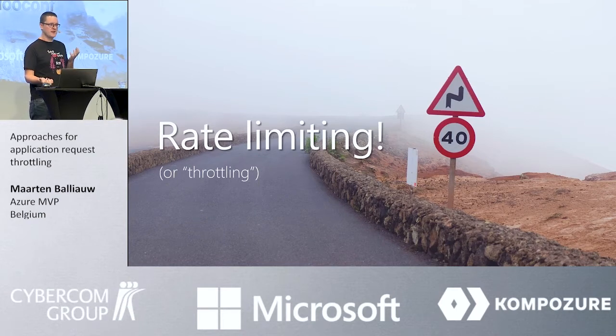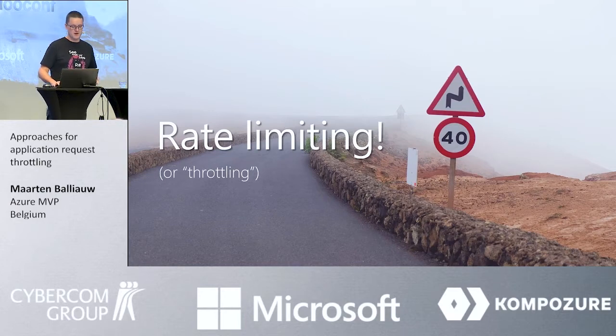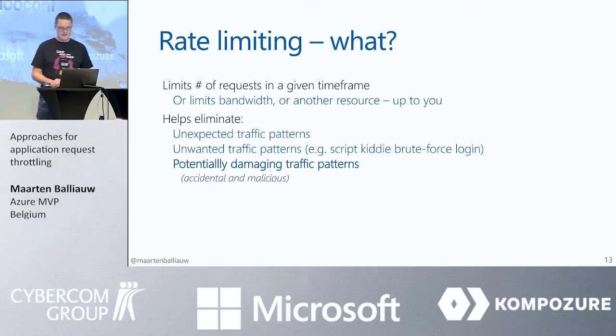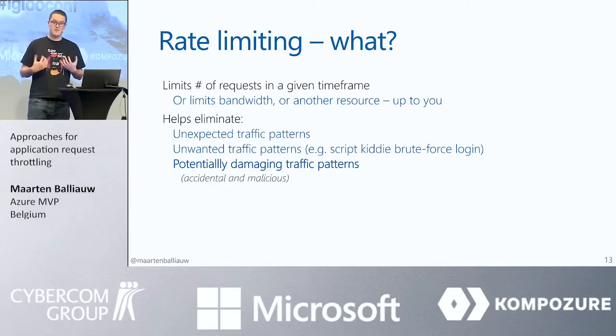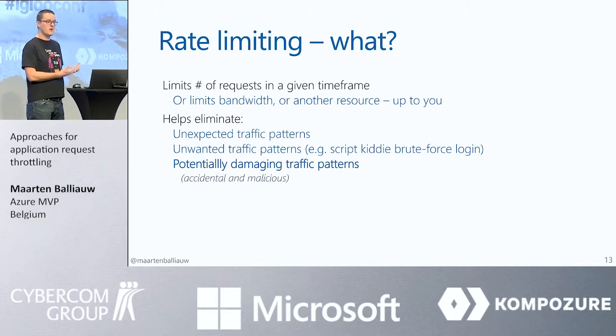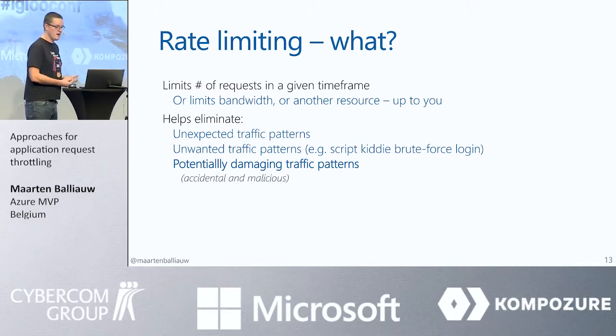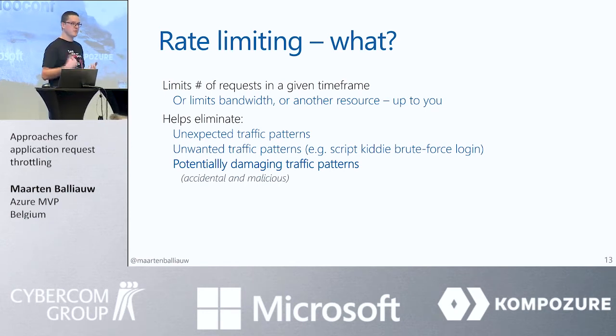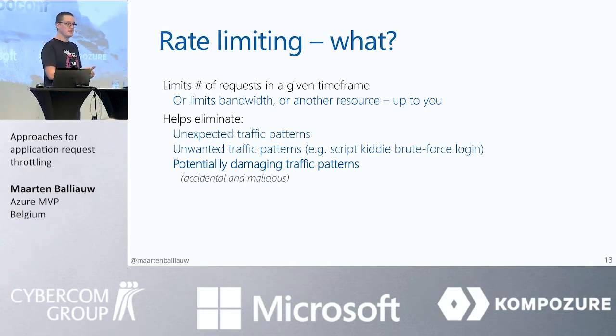I may use rate limiting, I may use throttling. Those two are typically used in the same context. Rate limiting is typically limiting the number of incoming requests in a given time frame. That means whenever there's a bunch of requests coming in, you start limiting and saying, okay, you can only do 100 requests per second, for example.